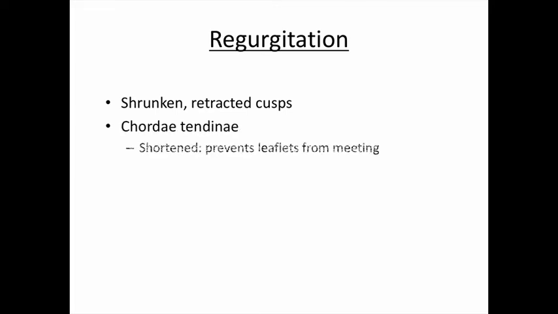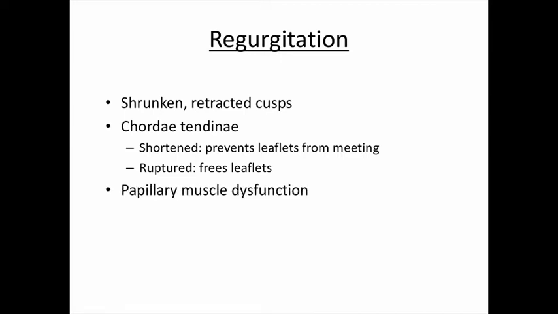There could be an issue with the chordae tendineae. Sometimes the chordae tendineae will shorten, mostly because of scarring, and that will keep the leaflets from meeting. The chordae tendineae can rupture, and then we've got the leaflets just flapping along. They're not anchored at all. The papillary muscle issue, we saw this before in that picture with that big chunk of papillary muscle just not adhered to anything. That's going to cause a major regurgitant valve along with a whole bunch of other issues.